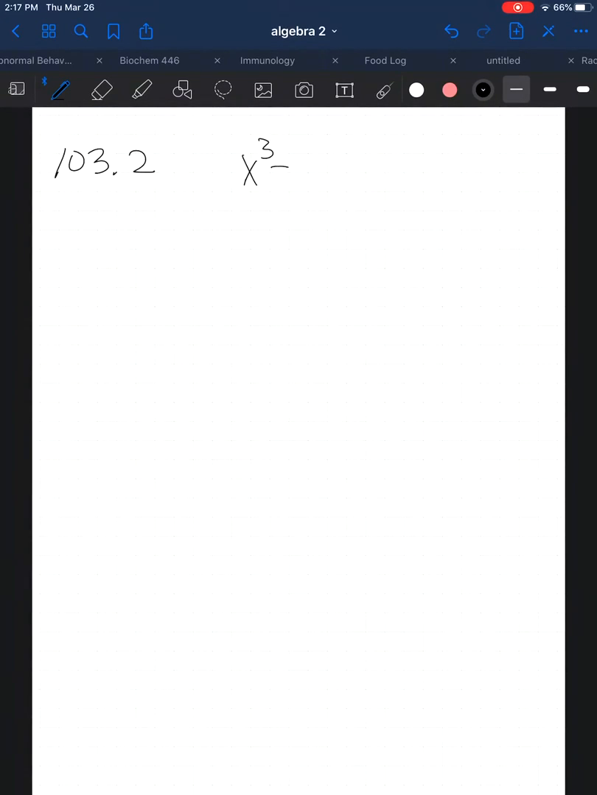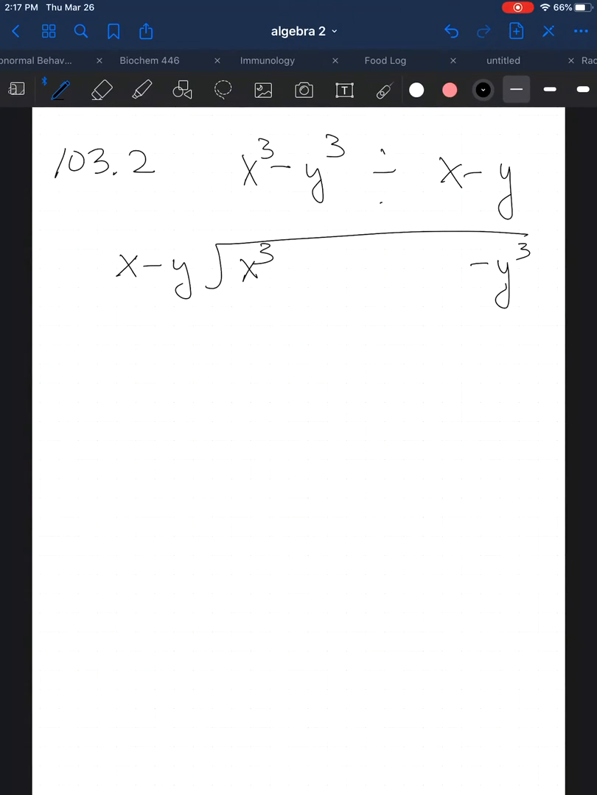103.2 says to divide x cubed minus y cubed by x minus y. All right, so go ahead and set that up. Put the divisor on the outside and the dividend on the inside. Leave your spaces so you'll know what's happening. So in other words, put x minus y here. And x cubed, skip a bunch of spaces, and minus y cubed. All right. See if you can get the first step.